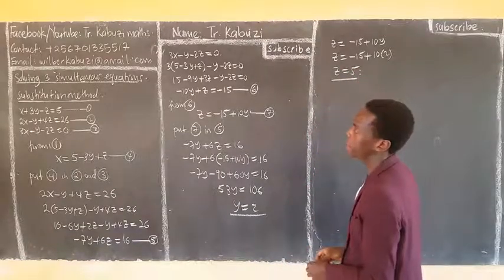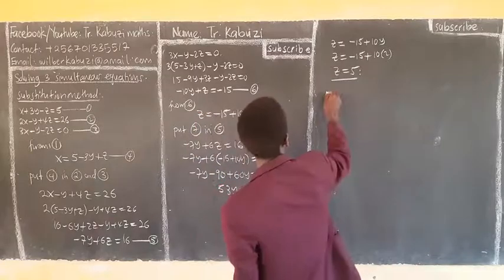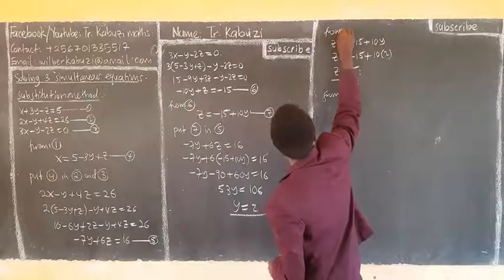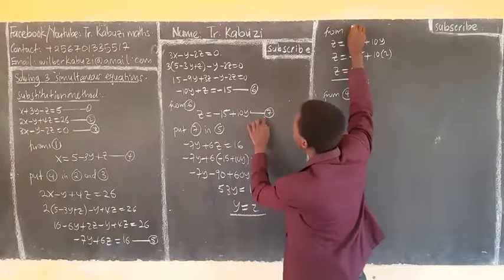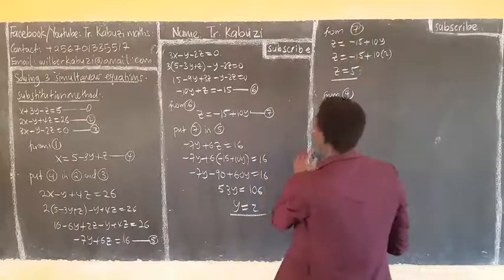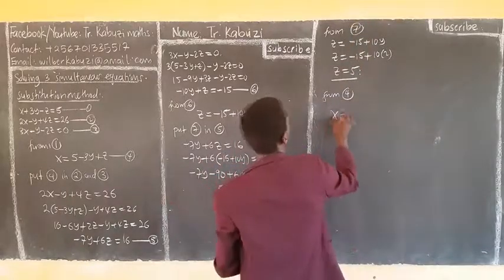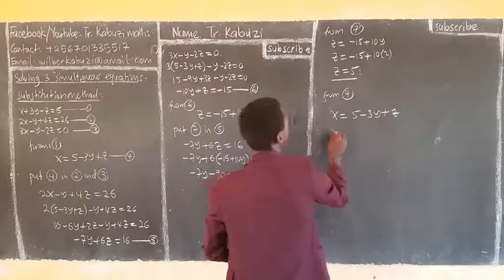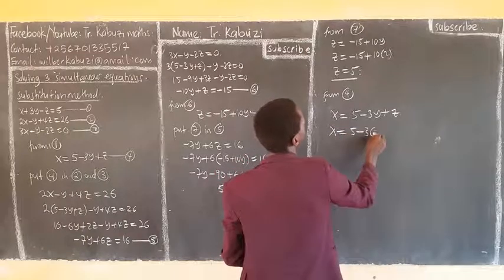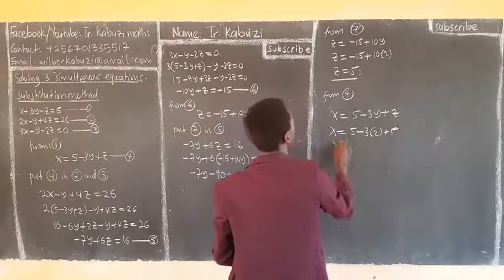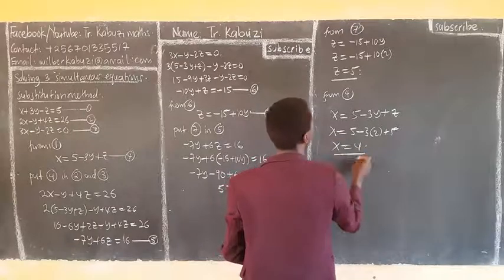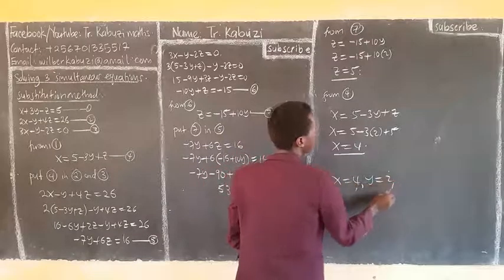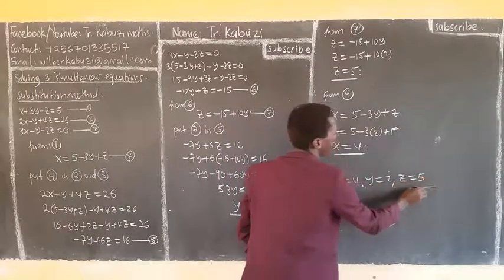So if my z is 5, I can come here from equation 4. So here now from 4, my x is 5 minus 3y plus z. That my x is going to be 5 minus 3 into 2 and plus 5. So my x here will be 4. So therefore, my x is 4, my y is 2, and my z is 5.